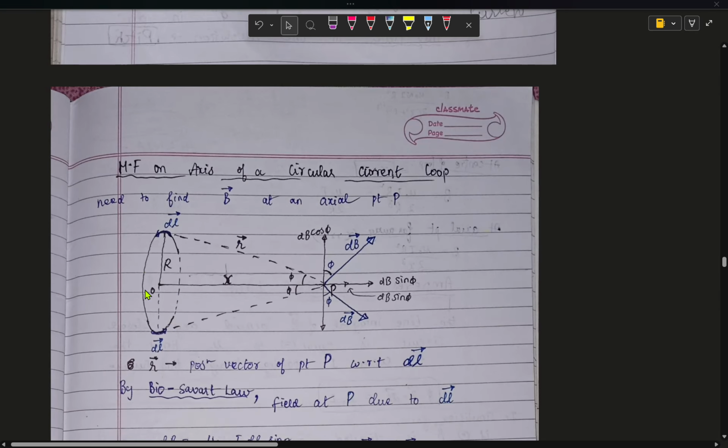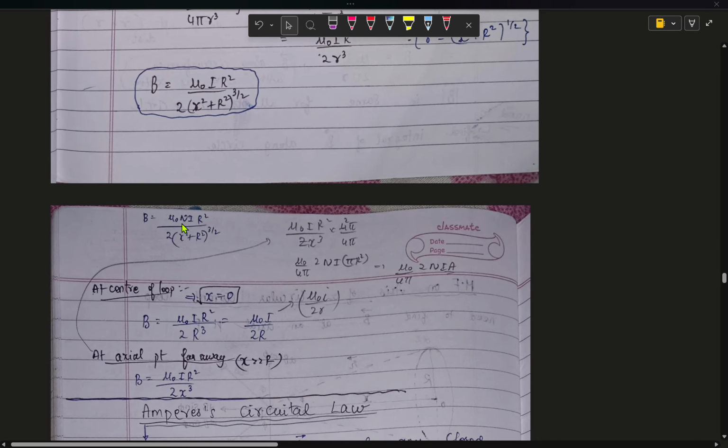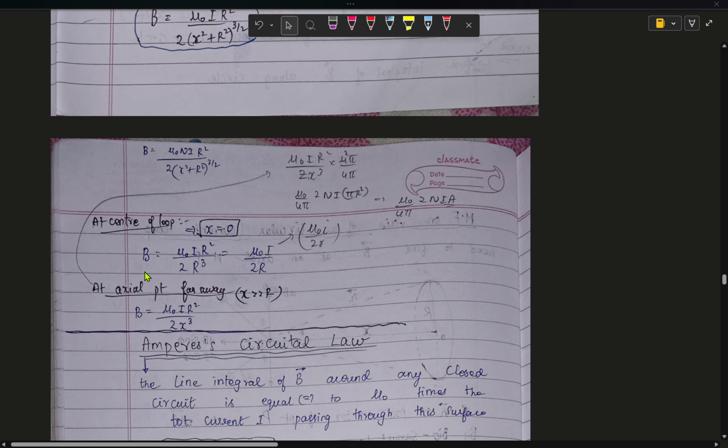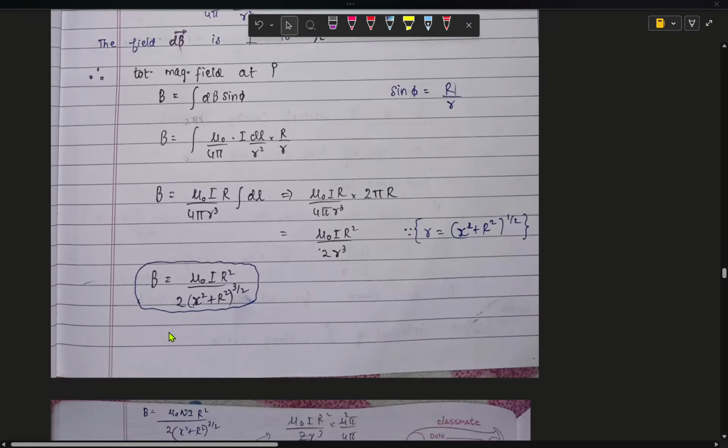This is for a single loop. If you have multiple loops, you just multiply with the value of n, the number of loops. Some special cases: at the center of the loop, the value of x is 0, so you will get a simpler equation. At an axial point far away, you can ignore the radius of the loop. If the point is very far, the loop will eventually look like a straight line, so you can ignore this radius in the formula.